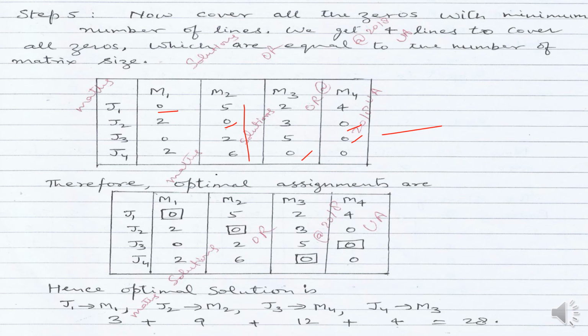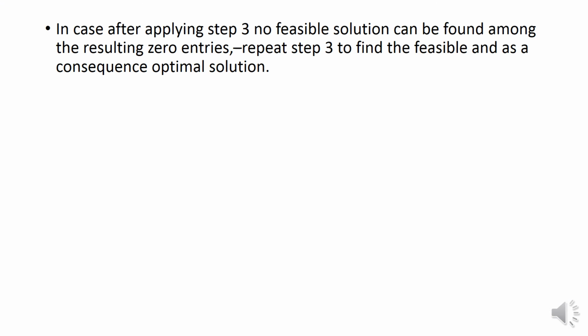Now we take the costs, or time, whatever in this question time is there, so we will add these elements' times. We have covered these elements by squares and add them, it comes to 28. So this is the solution of this problem, that we have assigned J1 to M1, J2 to M2, J3 to M4, J4 to M3. Here we got the feasible solution.